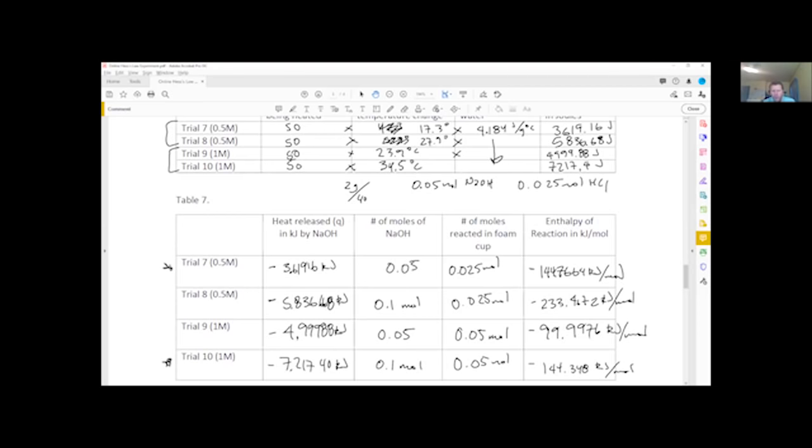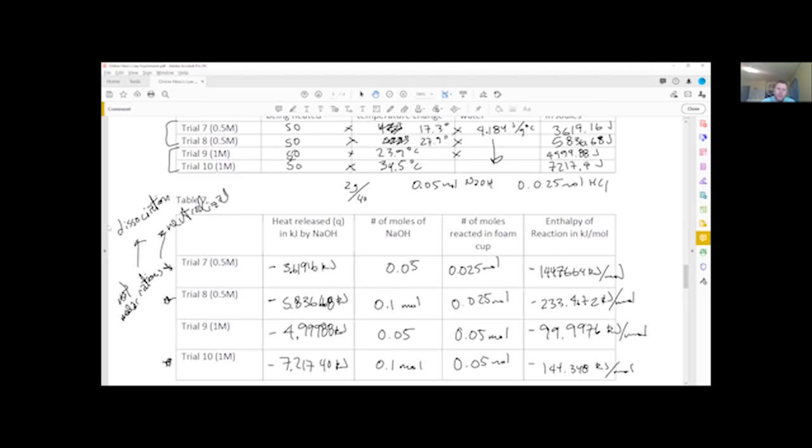But when I look at trial number 7, 8, and 10, what stands out to me is, and I'm going to put another star by that, not molar ratios. In these 3 trials, 7, 8, and 10, you've got 2 different things going on. You've got the dissociation, which we've already seen has heat generated. You've also got the neutralization.